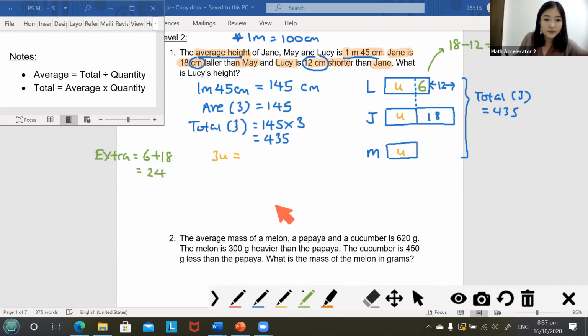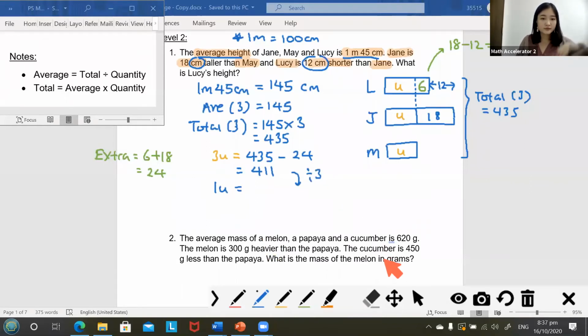Okay, 24. So take it away from the total. 435 minus 24. Okay, thank you. 411. That's 3 units. Let's find 1 unit. Divide by 3. Okay, 137. Thank you.